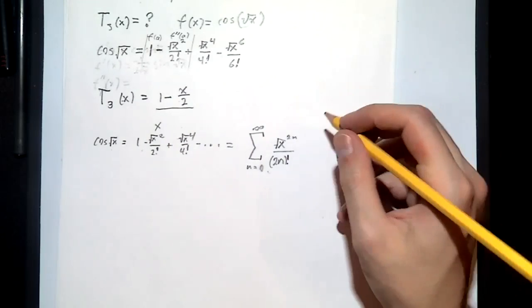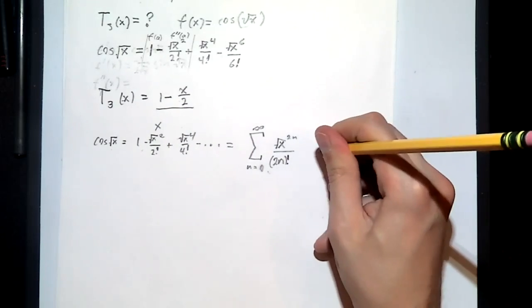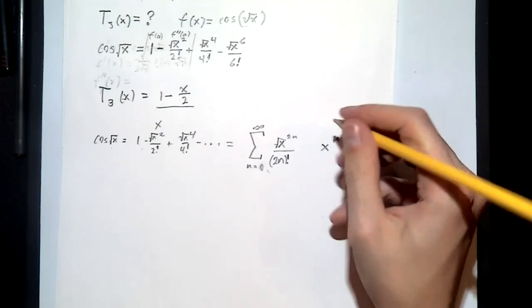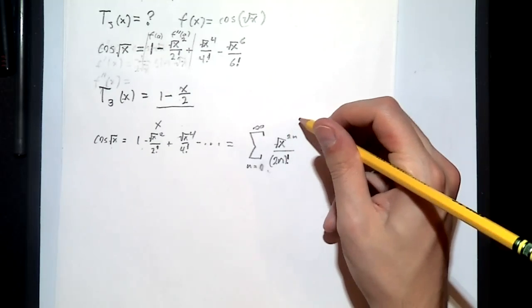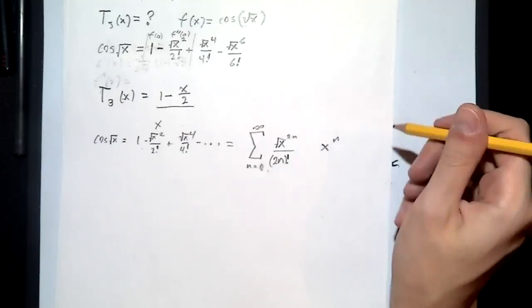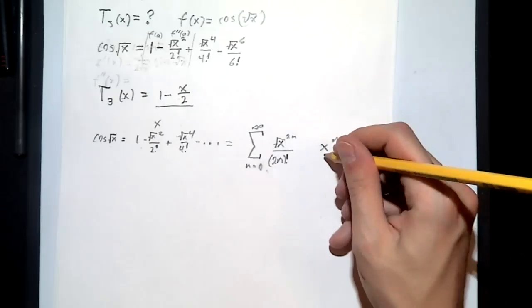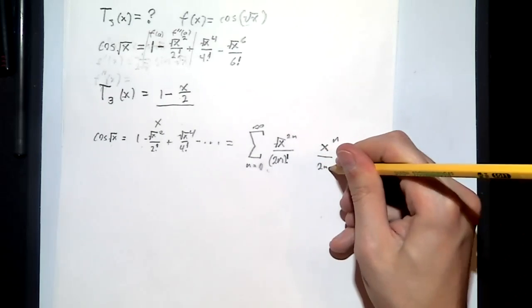And then inside here, we would get x to the n, because it's 1/2 to the 2n. So 1/2 times 2n is just n. And then we still keep the 2n factorial here.